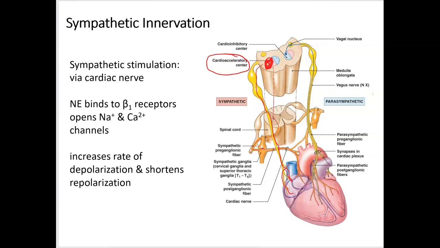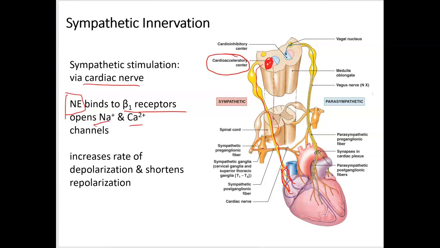So anytime we activate the cardioacceleratory center, a sequence of events occurs. The cardiac nerve becomes activated, and it carries information to the SA node. When it gets down to the SA node, those nerves are going to release norepinephrine. That's the neurotransmitter. It will bind to beta-1 receptors. You probably remember receptors from A and P1. They come back this semester. When norepinephrine binds to a beta-1 receptor, it's going to open sodium and calcium channels.